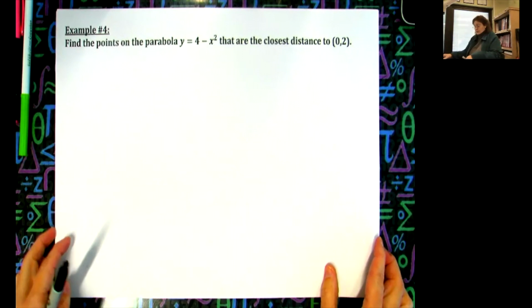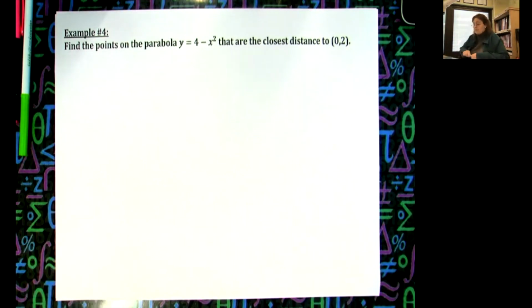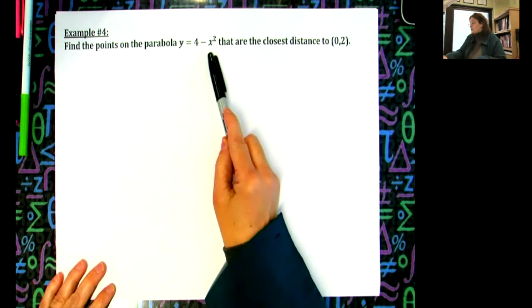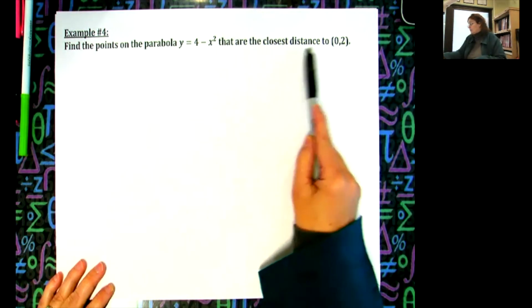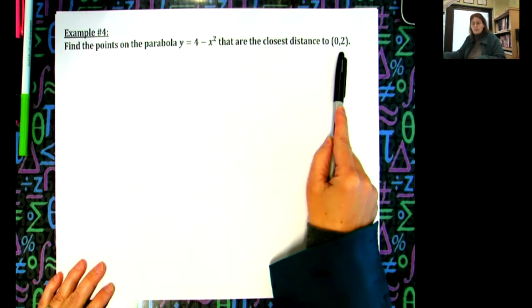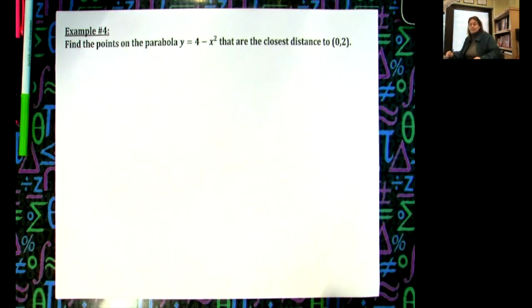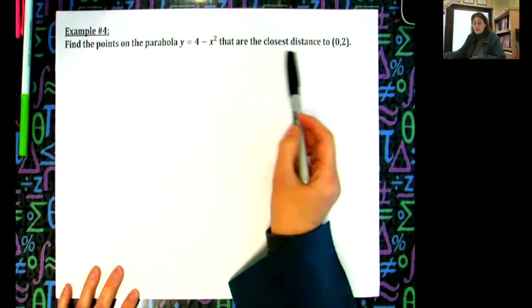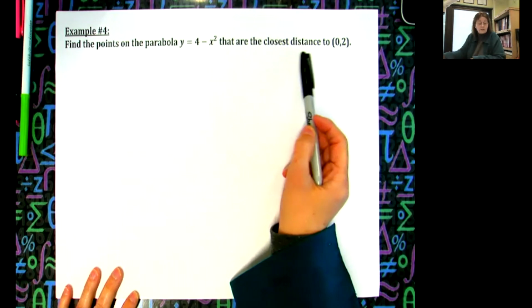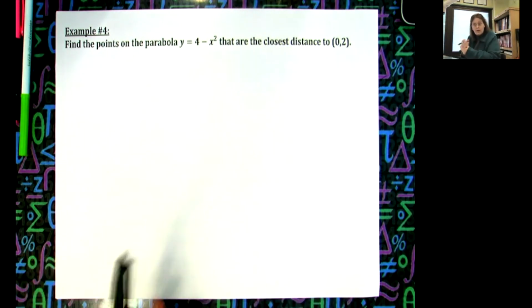All right, this one's obviously a little bit shorter. So this will be our fourth example here. It says, find the points on the parabola y equals 4 minus x squared that are the closest distance to the point (0, 2). Now, this is worded way differently than what they have been. The words maximum or minimum are not in here, but it is kind of implied. Closest distance, we would be minimizing, right?